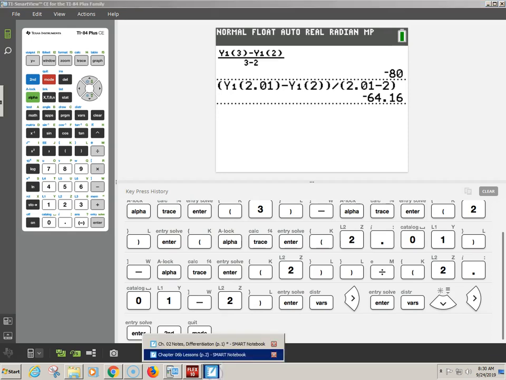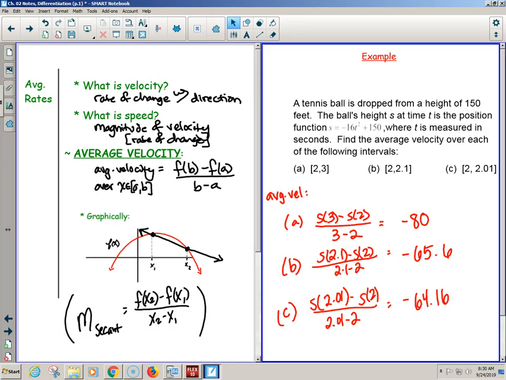So, what do you guys notice about our intervals? We're getting closer and closer. Really? That's like a 1 second gap, that's a 0.1 second gap, and that's a 0.01 second gap.